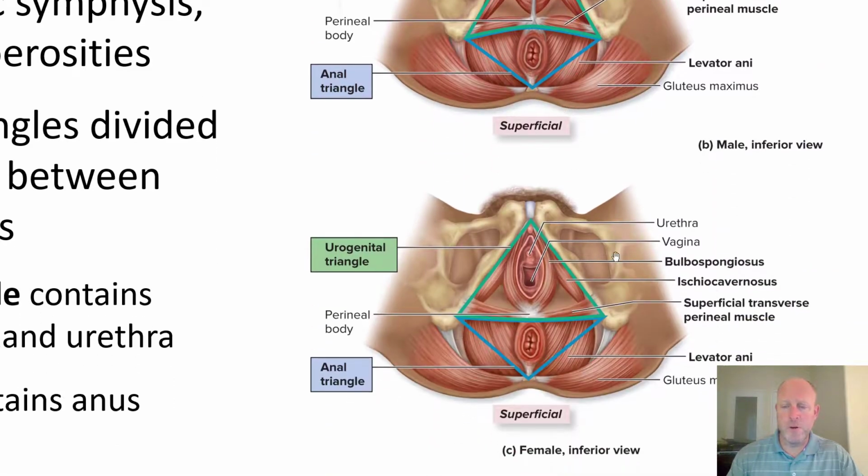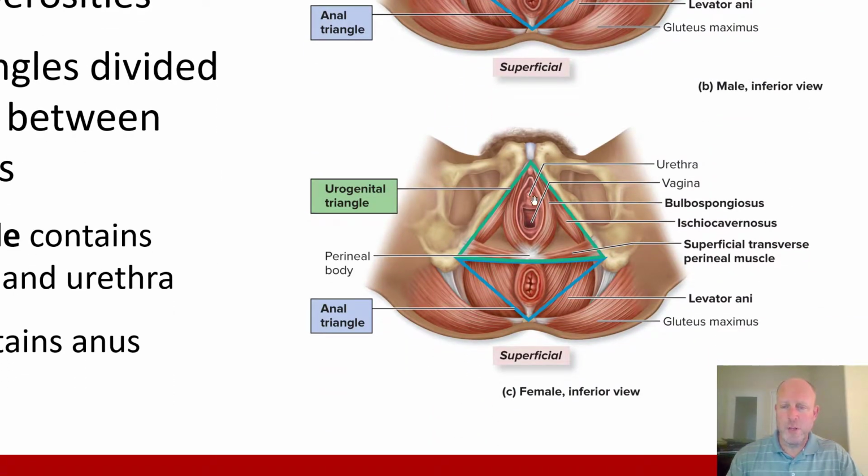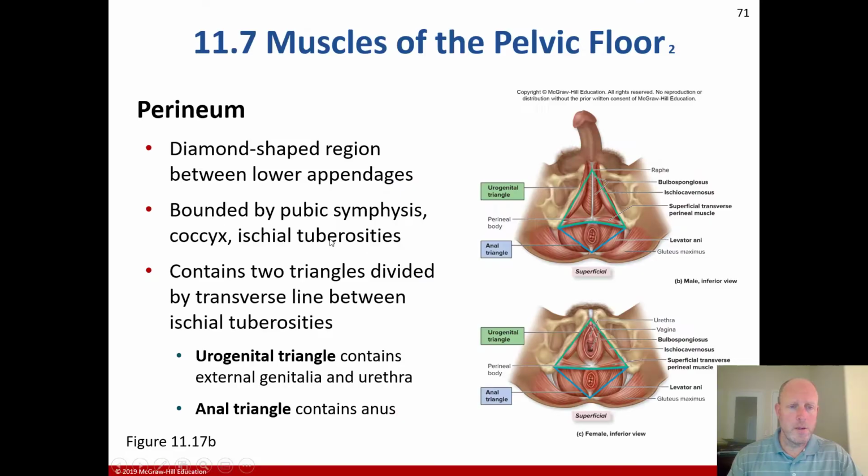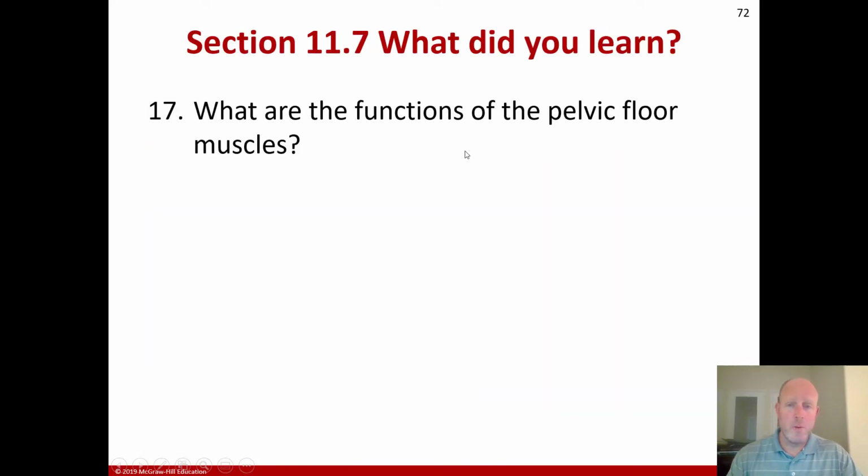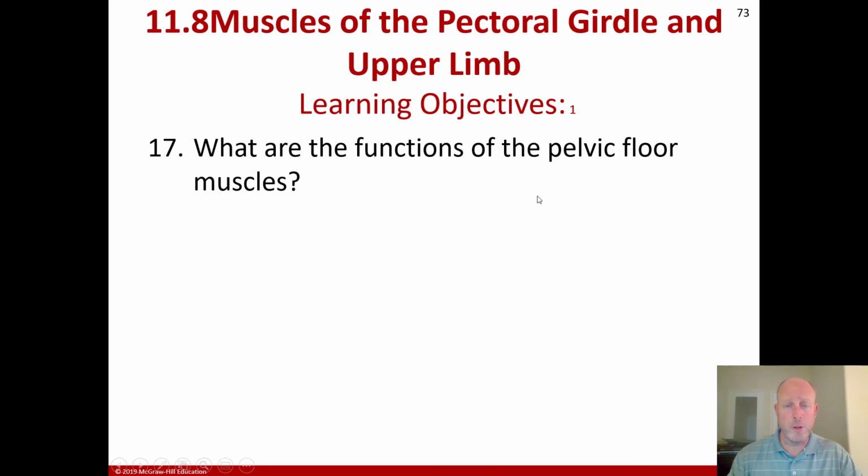That's basically the male for the inferior view. Here's the female for the inferior view: the urethra, the vagina, the bulbospongiosus, the ischiocavernosus, and the superficial transverse perineal muscle. And we have our anal triangle here, and this being our urogenital triangle here, and the perineal body once again, levator ani, and then the gluteus maximus. So you should now note what the functions of the pelvic floor muscles are. And we're going to stop with this section here because up next we have a broader section talking about the pectoral girdle and the upper limb.